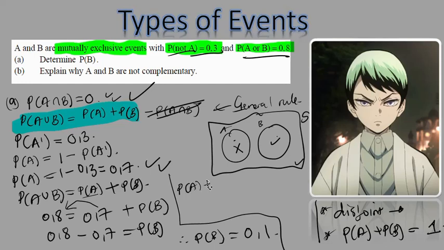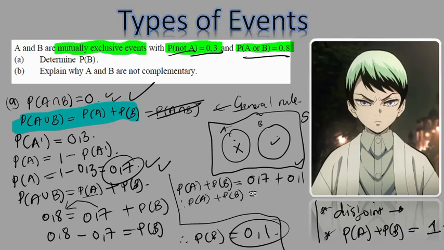Probability of A plus probability of B is equal to, what is probability of A? Where's my A? Here it is, 0.7. I have 0.7 plus, where's my probability of B? Here it is, 0.1. Therefore, probability of A plus probability of B is equal to 0.8.